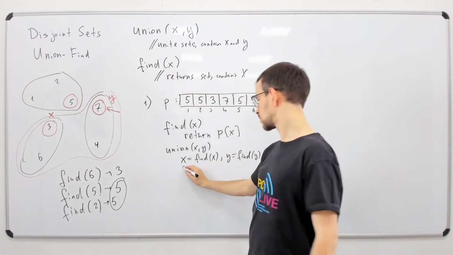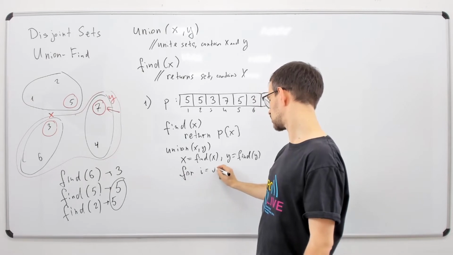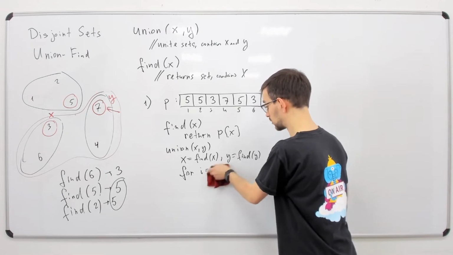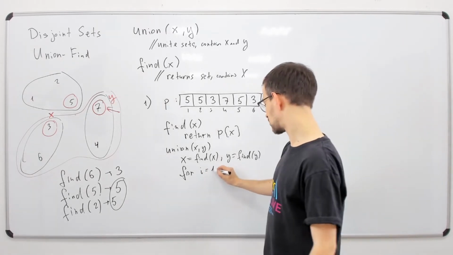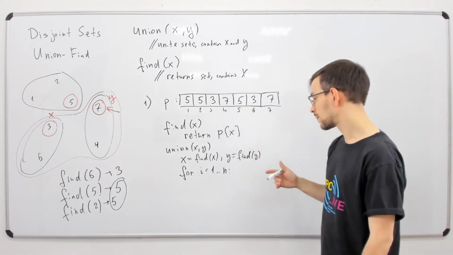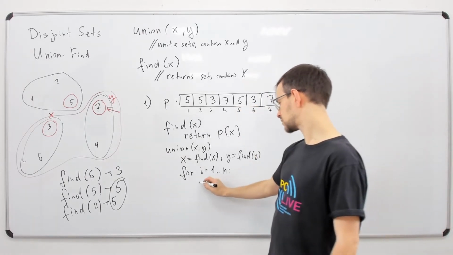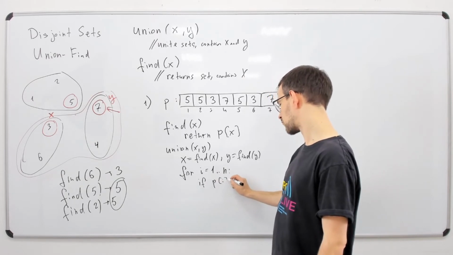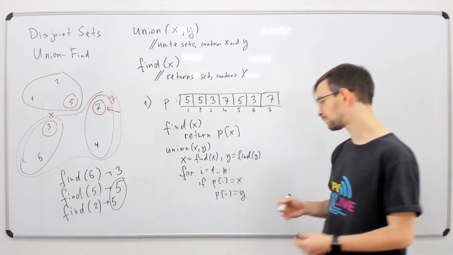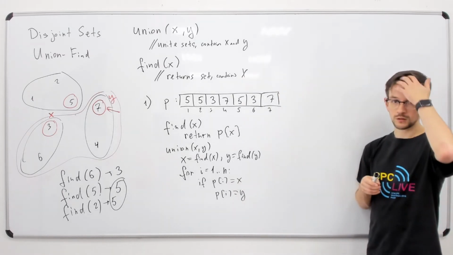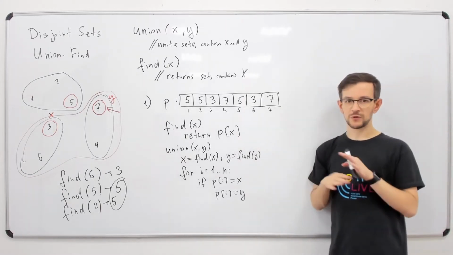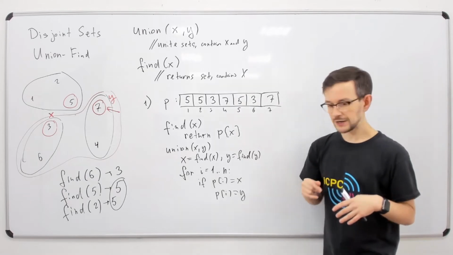So just iterate over all elements. It's from 1 in our case. It's quite uncommon to have indices from 1, but okay, we started from 1, so let's keep it. It's from 1 to n, and if the representative of i is equal to x, then set the representative to y. That's all. So it's a very simple realization of this idea.